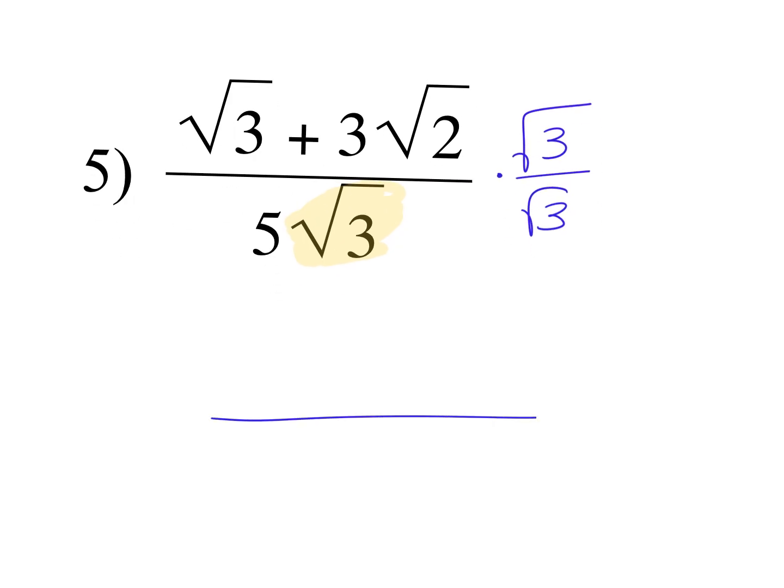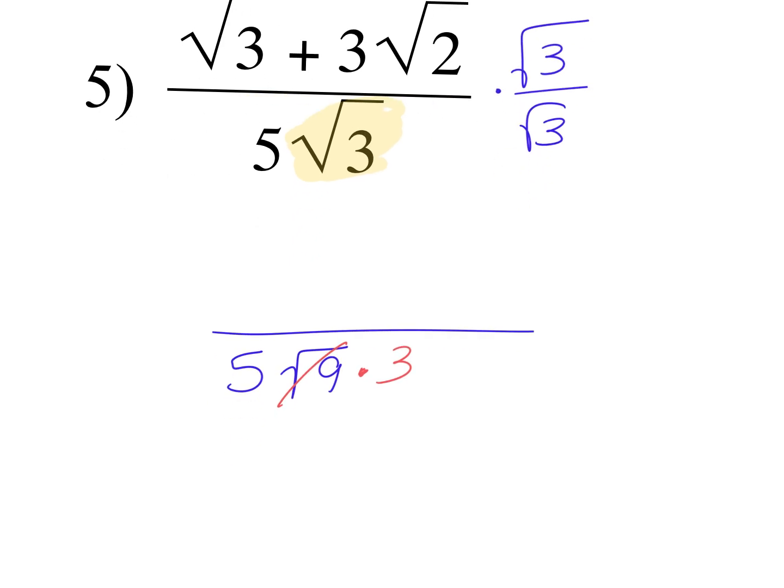So when I simplify the bottom, if I multiply, I get 5 on the outside. And then the square root of 3 times the square root of 3 is the square root of what? 9, right? You guys agree? What is the square root of 9? 3. So what do I do with the 5 and the 3? I multiply them, so I'm left with just 15 on the bottom, which is what we want to happen. You want the radical to go away.